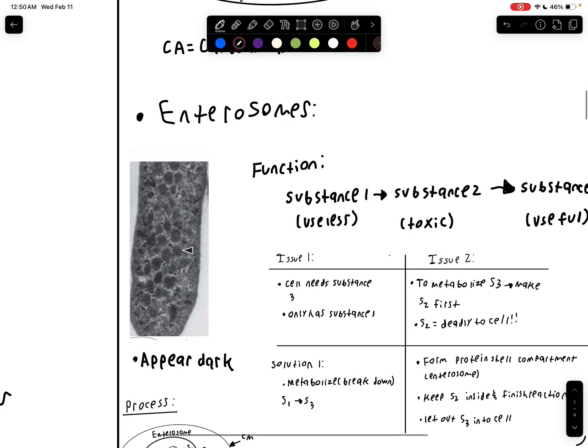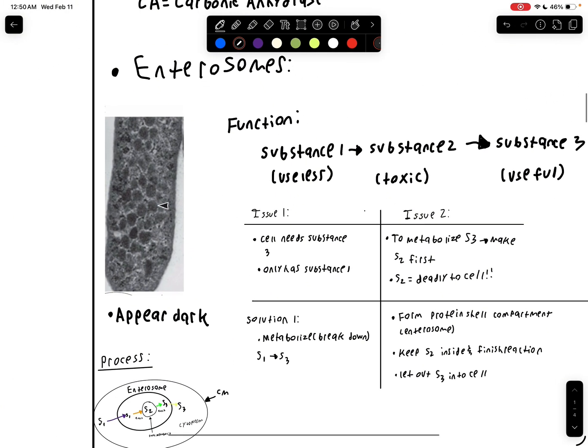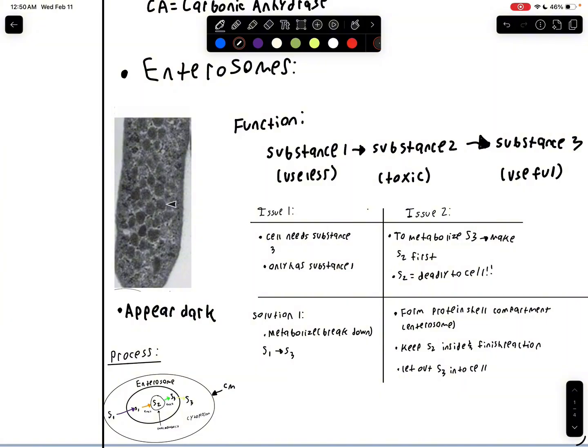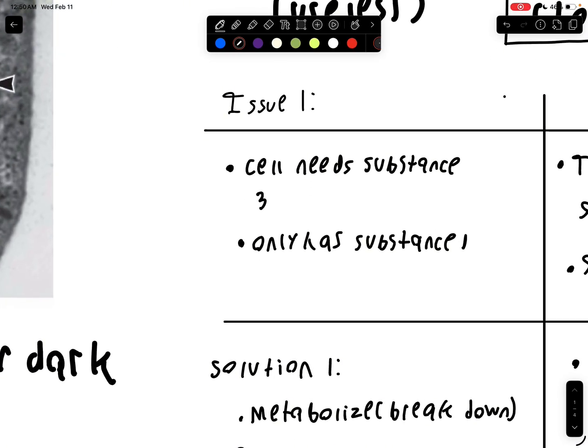Now, another thing we have is the enterosomes. So the function of this is to take substance 1, which is useless to the cell, and turn it into substance 3, which is useful to the cell, right? And what happens is you'll form this intermediate right here, which we don't want. We don't want substance 2, but to get from substance 1 to substance 3, we do need to pass through this. And so that's our first issue, is that the cell needs substrate 3, but it only has substrate 1.